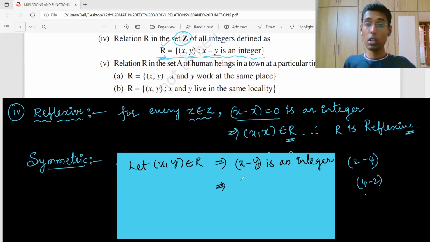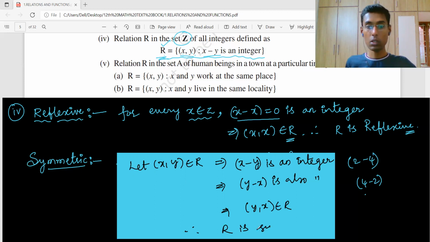That implies what you can say? y minus x is also an integer. That implies what? (y, x) also belongs to R. Therefore, what you can say? R is symmetric. This is how you write.